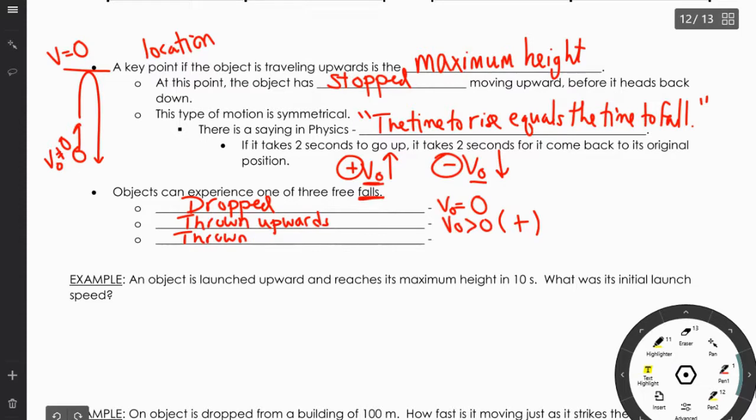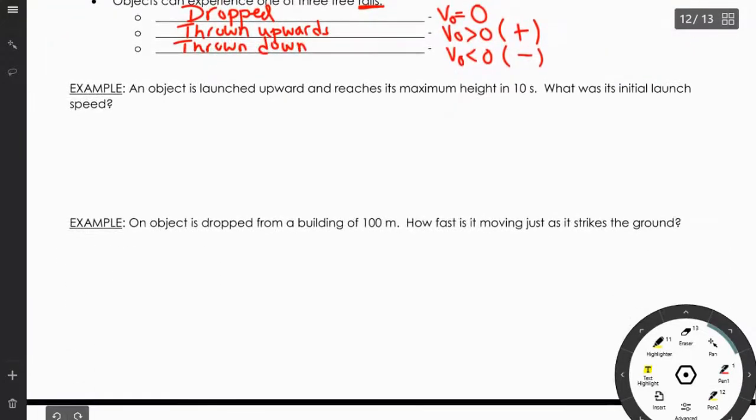If you get mad at something and you have it in your hands, you throw it down onto the ground, which tells us our initial velocity is less than 0, so it's going to be negative. Remember when we talked about those equations and we write down our given values, you have to determine which of those 3 scenarios you are doing so that you plug in the right sign.